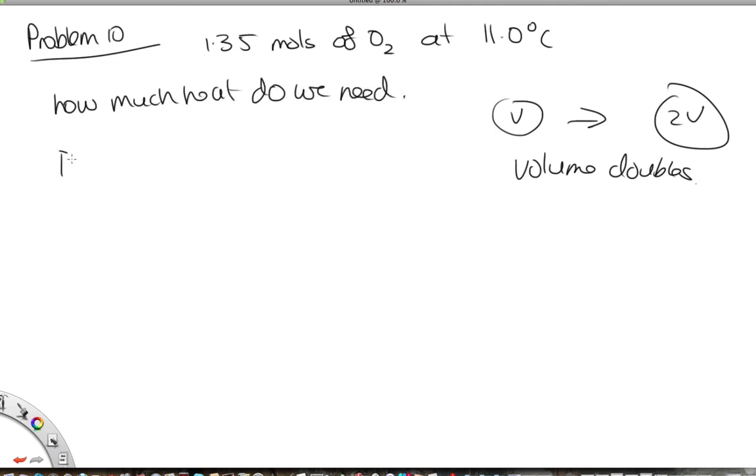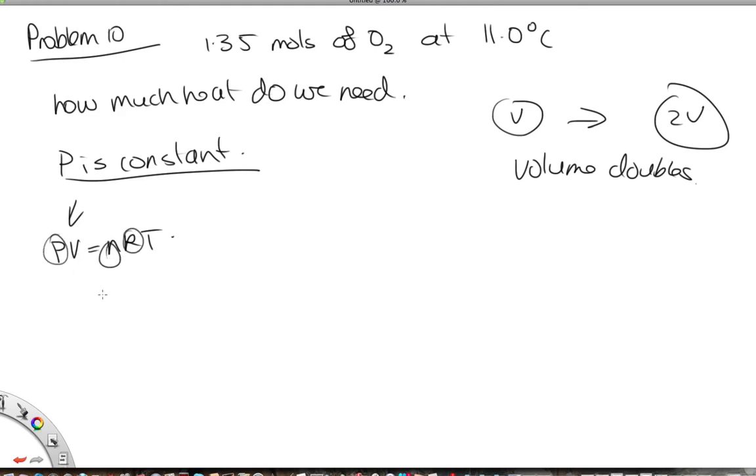And we're told that P is constant. Okay, this is very important. It tells us two things. With the ideal gas equation, we've got PV equals nRT. This is not changing, this is not changing, and this is not changing. So this tells us that V over T is equal to a constant.